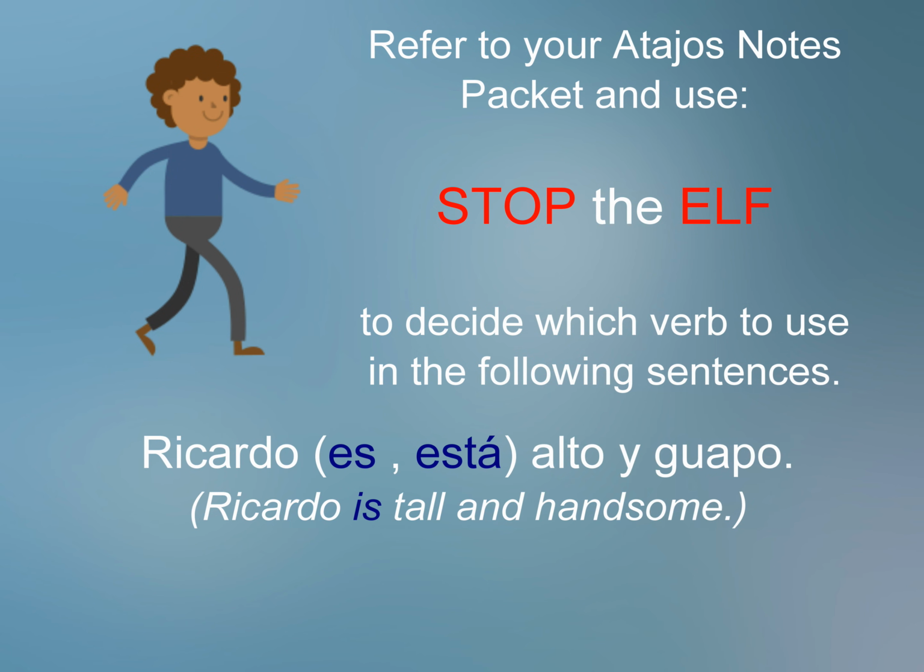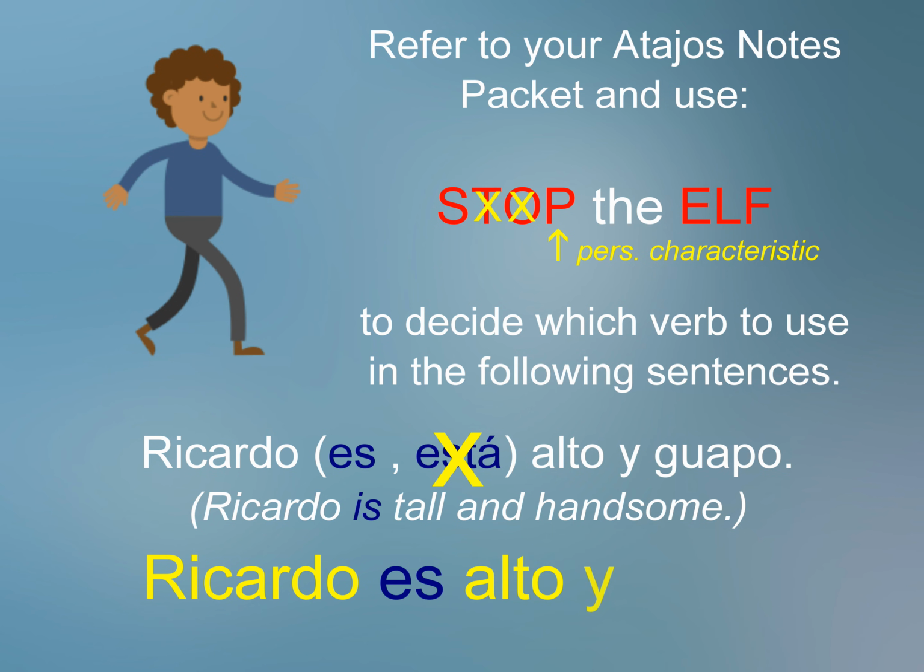Ricardo es or está alto y guapo. Ricardo is tall and handsome. It isn't referring to the time, nor is it referring to an origin, but being alto y guapo is a personal characteristic, and therefore the P for personal characteristic of stop applies. The verb to use is ser. The answer is Ricardo es alto y guapo.